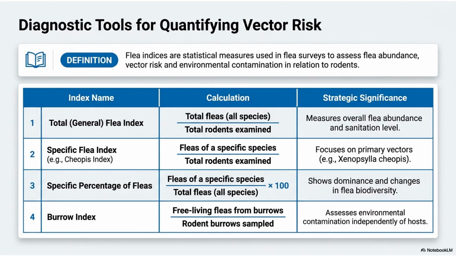And the fourth one is the burrow index. Rodents and rat fleas live in rodent burrows. To know that, we use the burrow index. The burrow index is calculated as free living fleas from burrows by rodent burrows sampled. So how many burrows we are inspecting, and in them how many free living fleas are there. That will be taken, and it assesses environmental contamination independently of hosts. That means we can know how much environmental contamination with fleas there is.